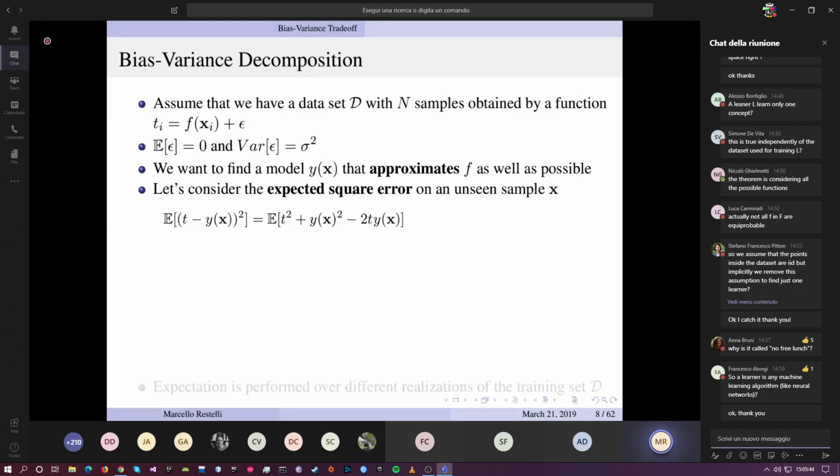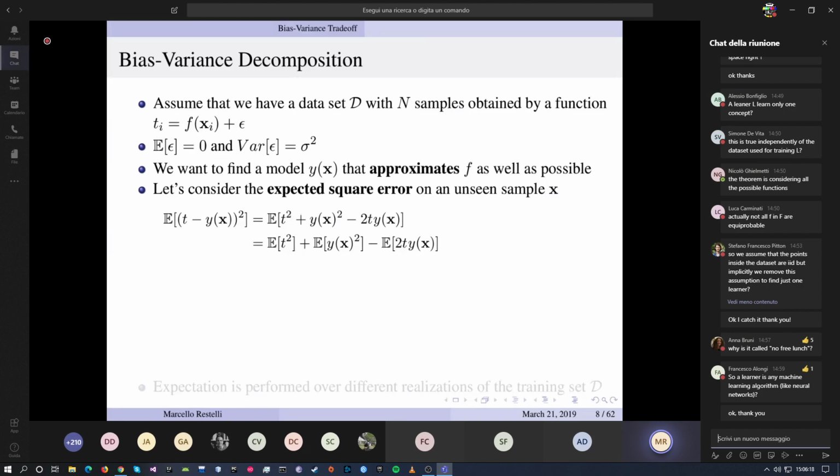So now we see that this term here can be decomposed in the following way. First of all, we develop the square, and so we have t square plus y square minus the double product between t and y. Then we use, of course, the linearity of the expected value, and so we know that the expected value of a summation is the sum of the expected values. And so we have the expected value of t square plus the expected value of y square minus the expected value of the double product.